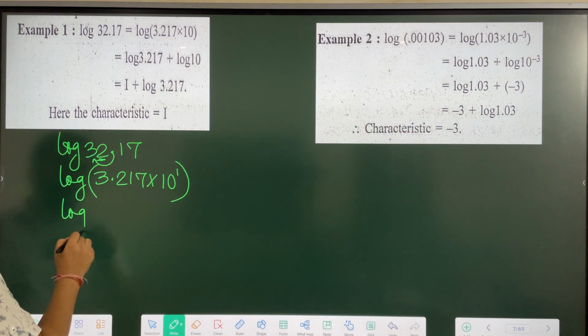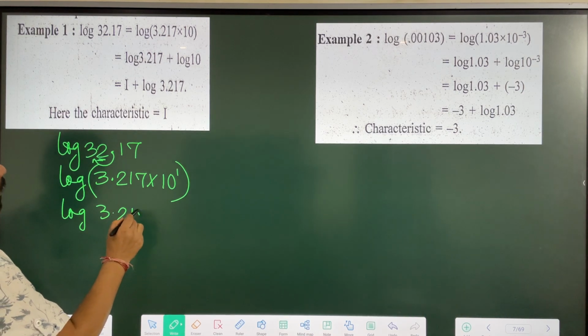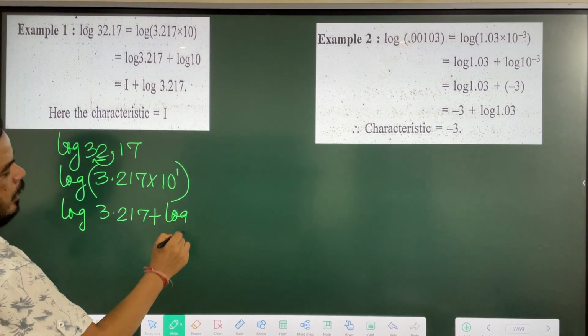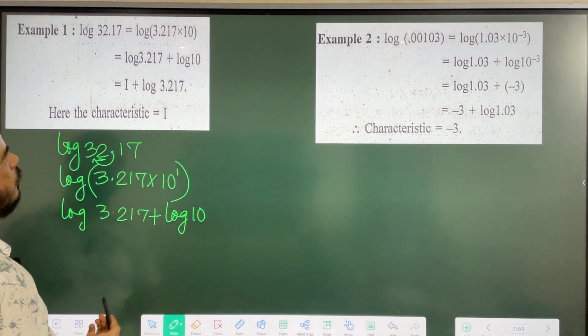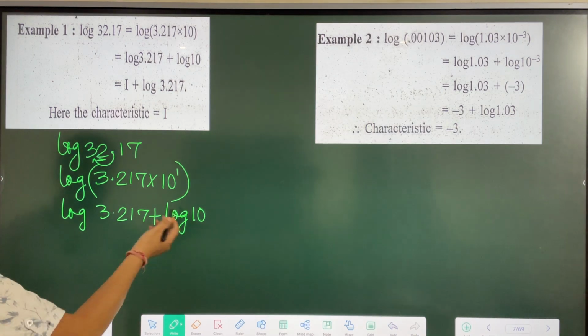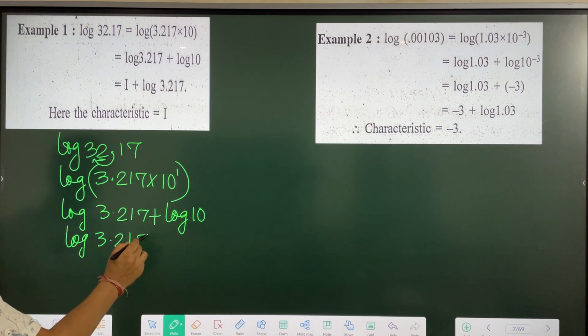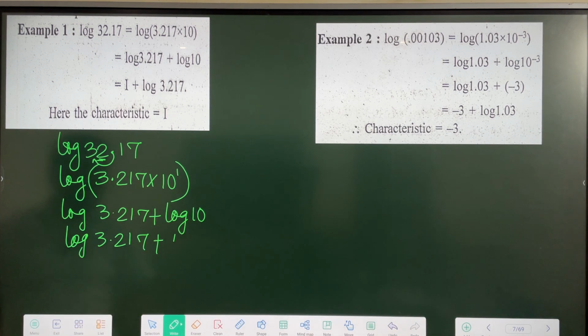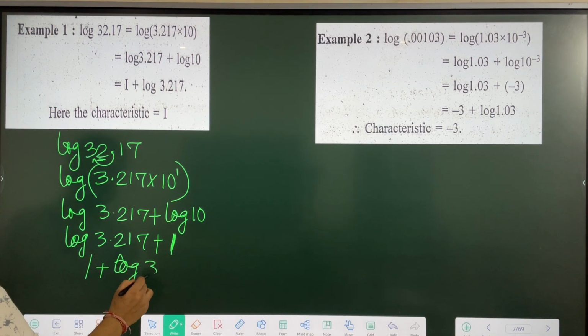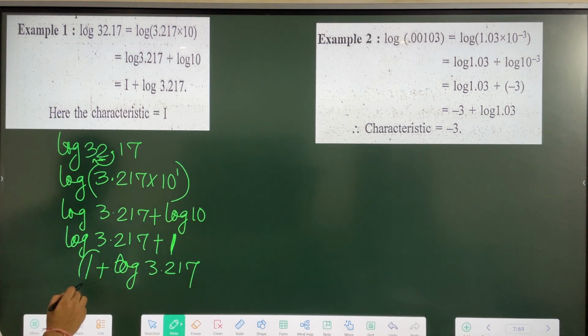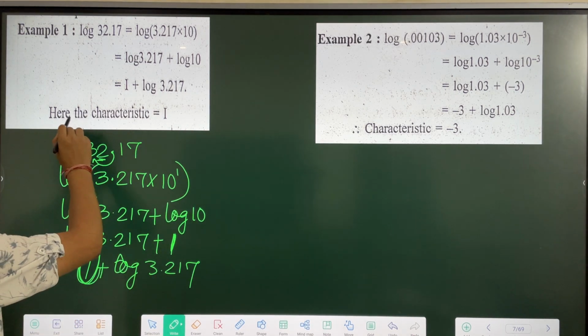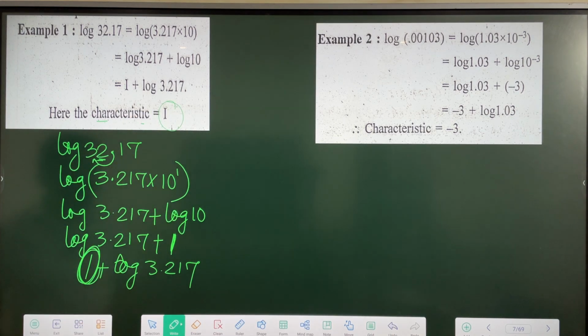Or we can write log 3.217 plus log 10 to the power 1. 10 to the power 1 is 10 only. So log 3.217, and log 10 is how much? 1. So we can write 1 plus log 3.217. What is the characteristic? Here the characteristic is 1.